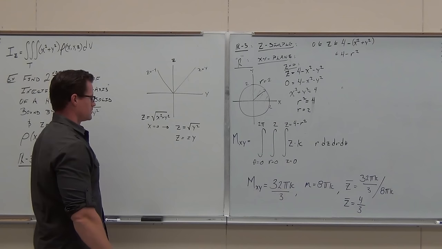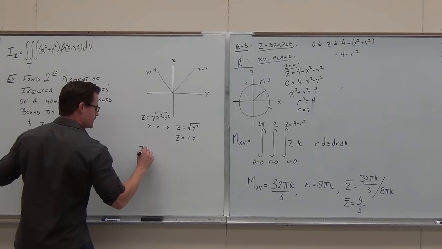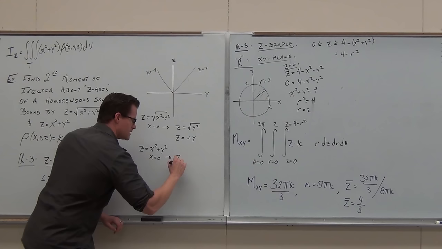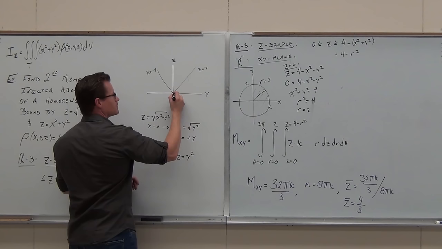What now? Well, let's try the other one. Let's take the second guy. If I set x equal to zero, then I'm going to get z equals y squared. Can you graph z equals y squared on this thing? Yes. How's it going to look? It's going to look like this and like that.